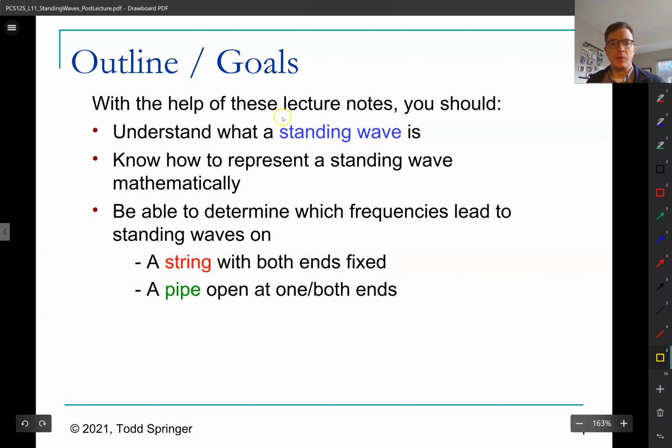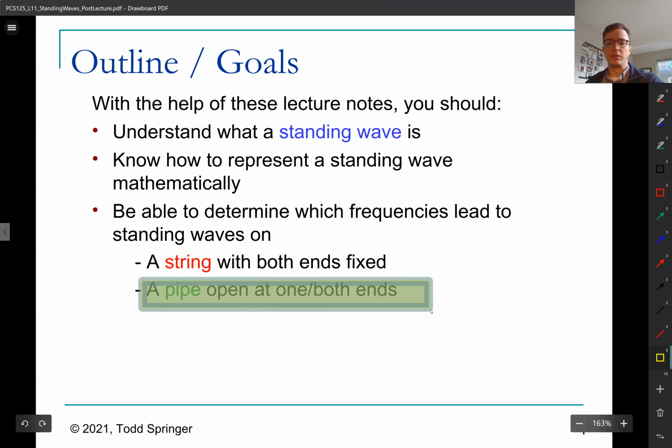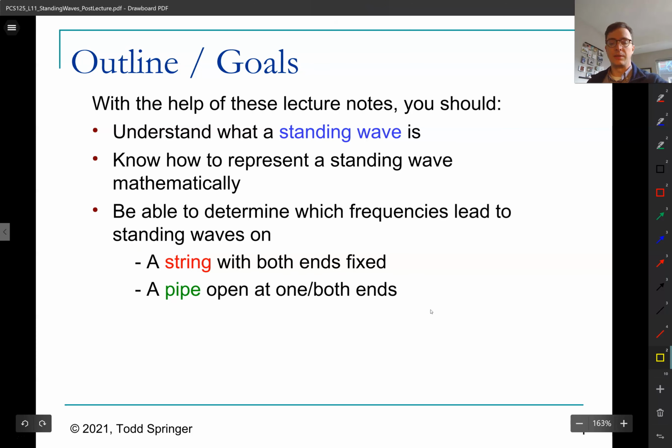In this lecture, I want to talk about what a standing wave is and how to represent it in an equation. Then finally, we'll talk about which frequencies will lead to standing waves in a string which is fixed at both ends and a pipe which is open at one or both ends. The application there is, of course, musical instruments. A string which is fixed at both ends is like a violin, a harp, and so on. A pipe which has one end open or both ends open is a wind instrument like a flute, a trumpet, and so on.